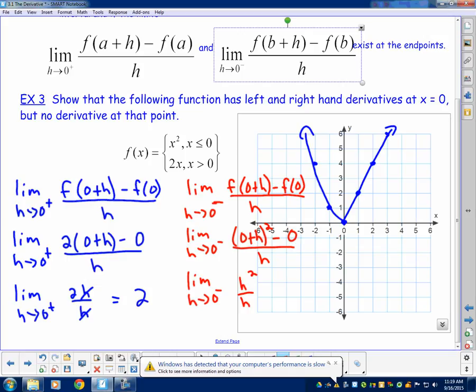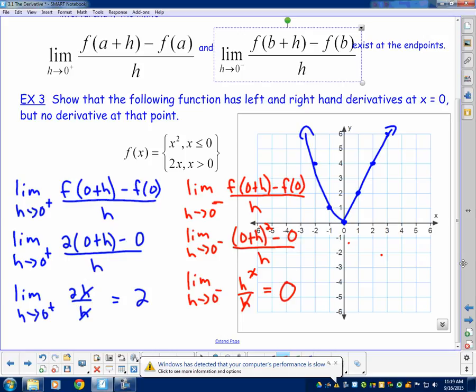One of the h's cancels. And if I plug in 0, I get 0. So it's approaching 0, if you will. We see that here. It's -1, and it's maybe -1/2. It's -1/4, right? It's approaching 0. But that's its limit. Remember, limit is what it approaches.